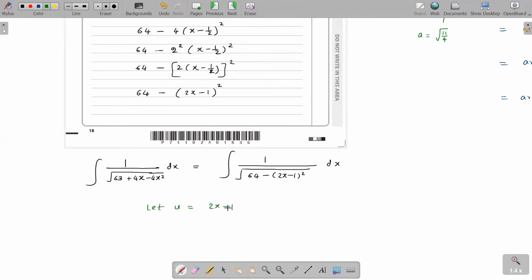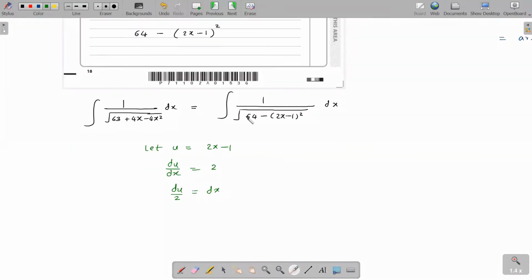2x minus 1. So u is 2x minus 1. That gives us du by dx is equal to 2. Which means when you make x the subject, dx equals du divided by 2. Agree? So we are going to turn our entire sum into u now. We are going to convert the entire sum in x to u.